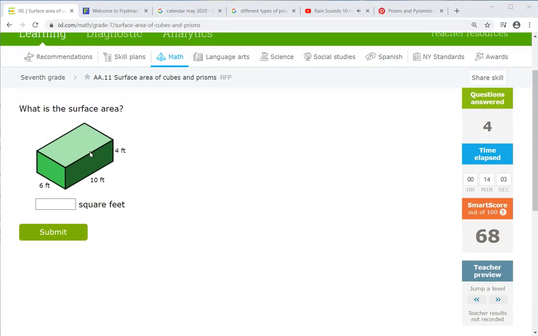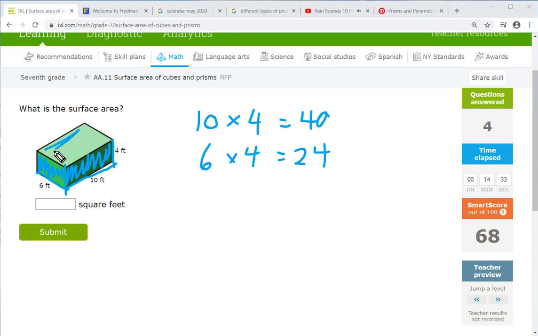What is the surface area for this one? Well, this one is the same as the last one. So I'll do this one faster. So I need to do 10 times 4, which is 40. That would be this face over here, right? 10 times 4. And then for this one, I would have to do 6 times 4. So 6 times 4 is 24. And for this one, we would have to do 10 times 6. So 10 times 6 is 60.